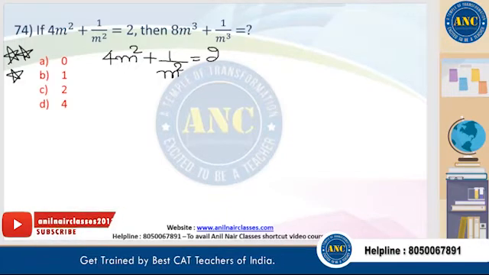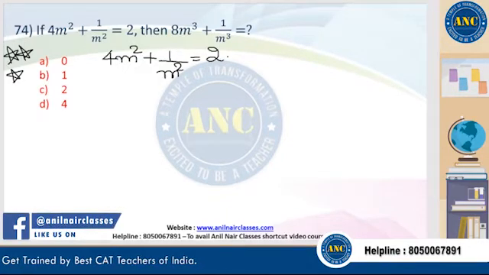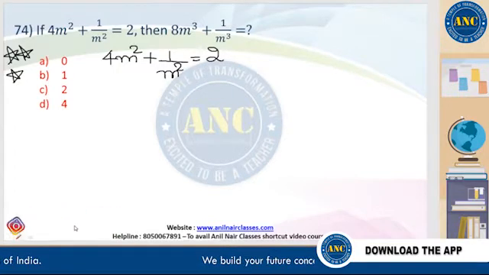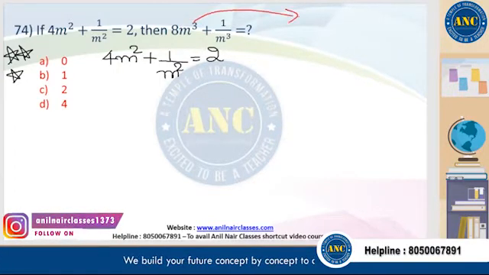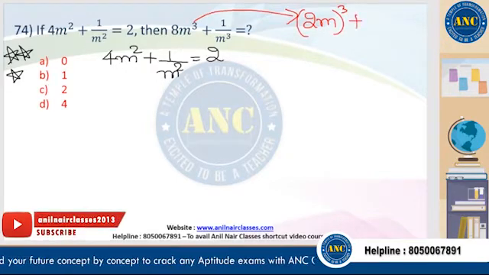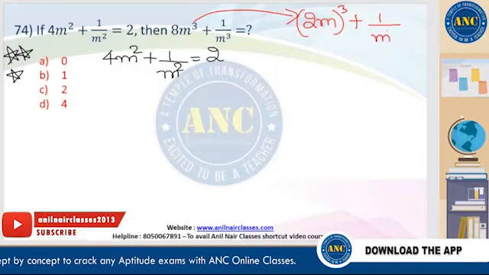4m square plus 1 by m square value is given as 2. What you need to find is the value of 8m cube plus 1 by m cube. That means 8m cube can be written as 2m whole cube plus 1 by m cube. I will write it as it is.